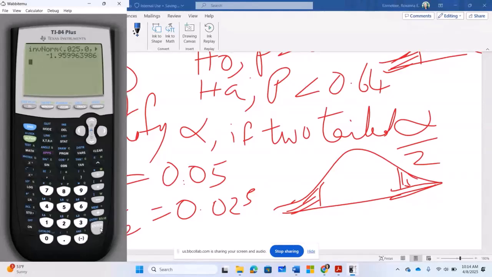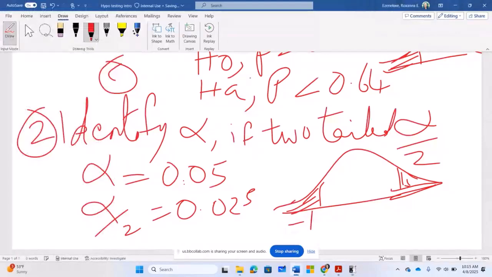Therefore, the z value corresponding to the area to the left is negative 1.96. Remember that the normal curve is symmetrical. Therefore, the z value corresponding to the other tail is the opposite, 1.96. So we have done step 2 of hypothesis testing.